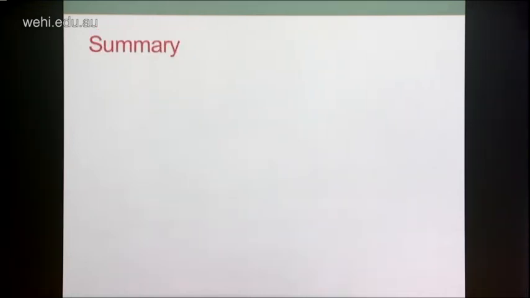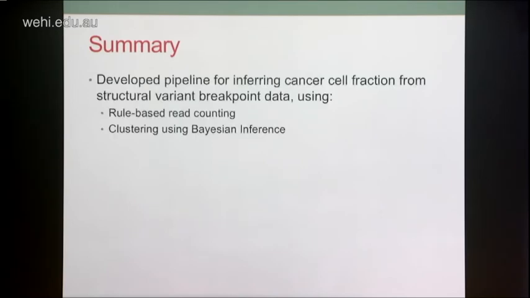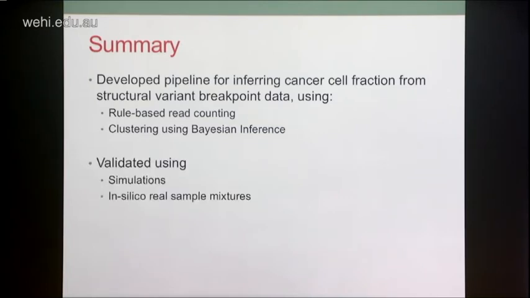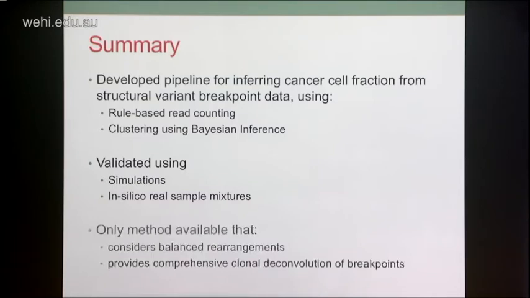So just a summary for the methods component. We've developed a pipeline for inferring the cancer cell fraction from structural variants, and we use rule-based read counting methods, and also clustering using a Bayesian inference approach. And then we validated this using simulations on the VAFs and also real sample mixtures. So this is the only method that allows us to consider balanced rearrangements and provides this deconvolution of breakpoint data, no matter what the structural variant is.